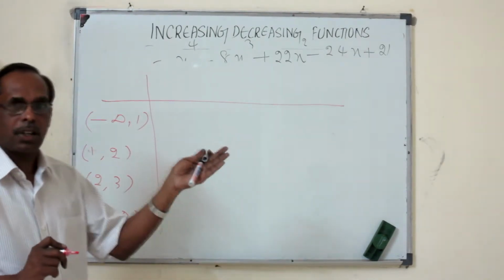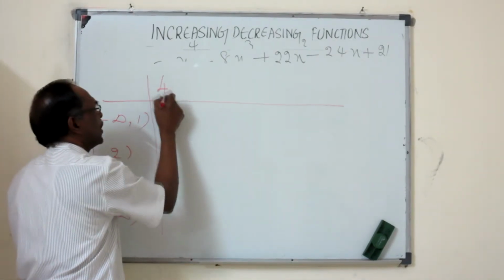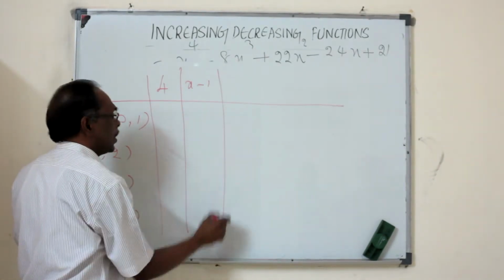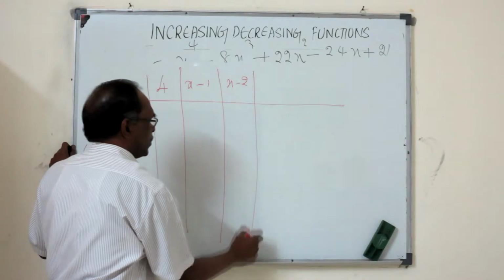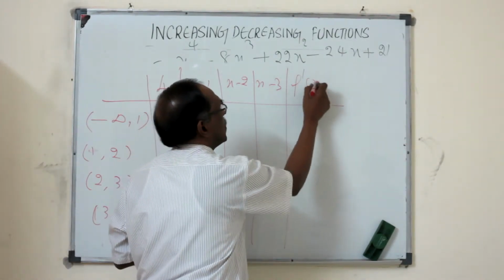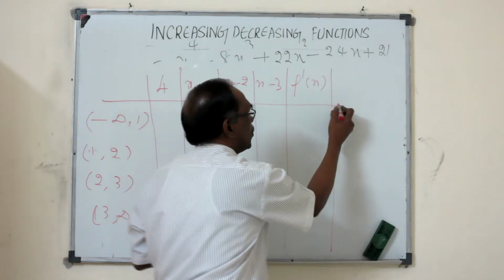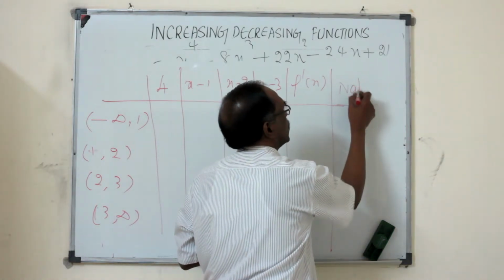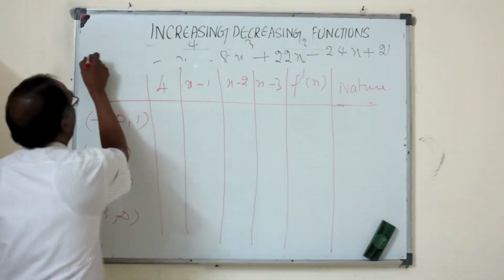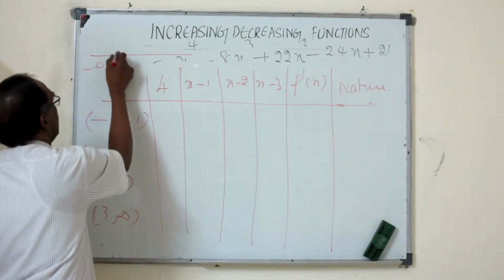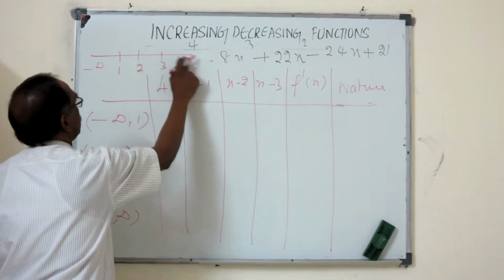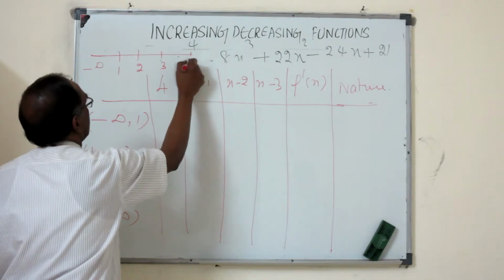So f dash of x, what is f dash of x? 4 is one of the factors, then x minus 1 is another factor, x minus 2 is another factor, x minus 3 is another factor. Then if you multiply all these things, you begin with plus of x, then you can find out the nature. Okay, now the number line is here: minus infinity, this is 1, this is 2, this is 3, this is infinity.